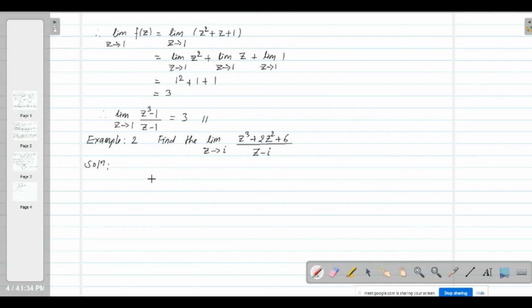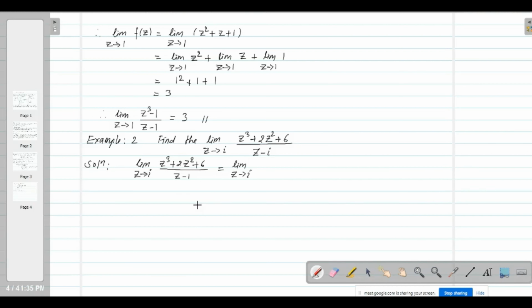What have to find out? We have to find out the limit of this. Just write down: limit z tending to i of (z cubed plus 2z squared plus 6) divided by (z minus i). Okay, I am writing here limit z tending to i.